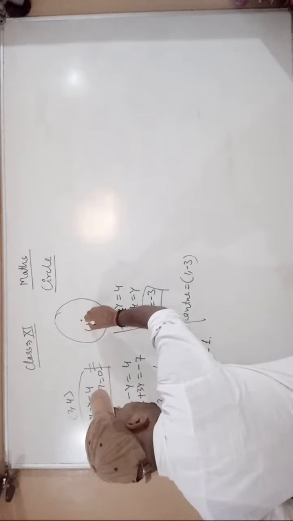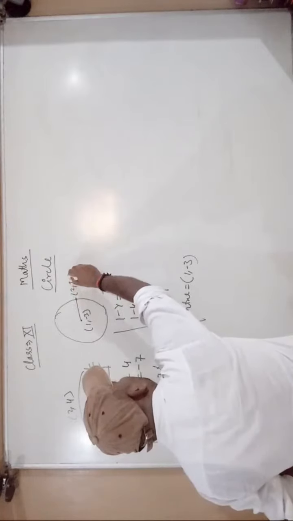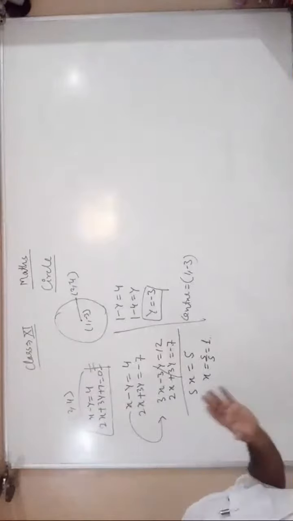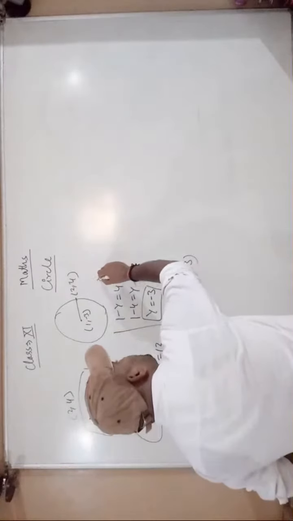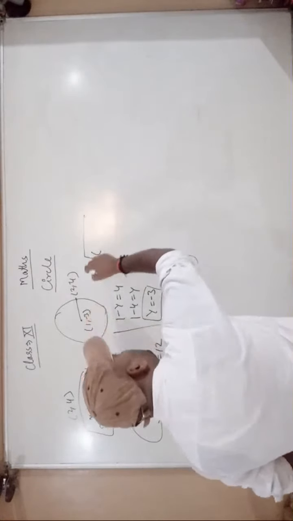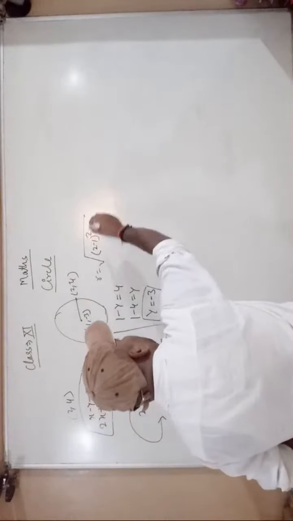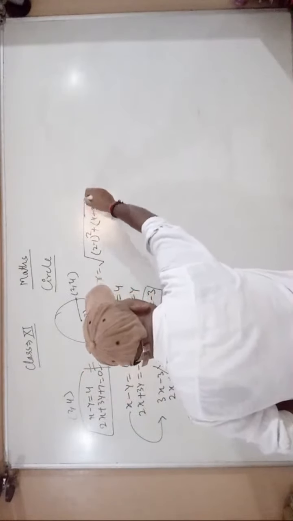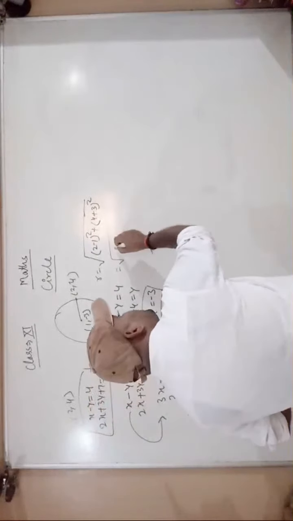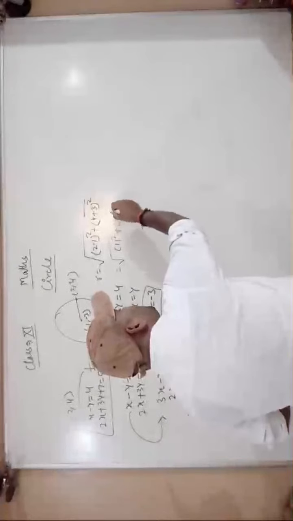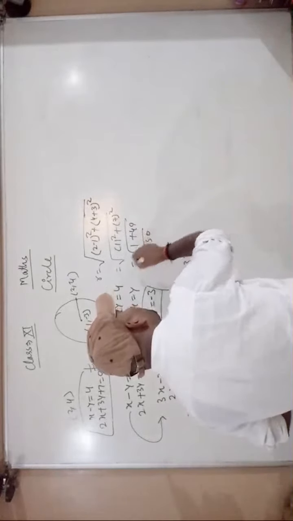We get its center as 1 and minus 3. And it's given that this circle is passing through 2 and 4. Now the first step we'll do is to find its radius. For radius we will use the distance formula: x2 minus x1, that is 2 minus 1, plus y2 minus y1, this becomes 4 minus minus 3, that is plus 3, because negative and negative changes to positive. So this becomes square of 1, this becomes square of 7, that is 1 plus 49, under root 50.